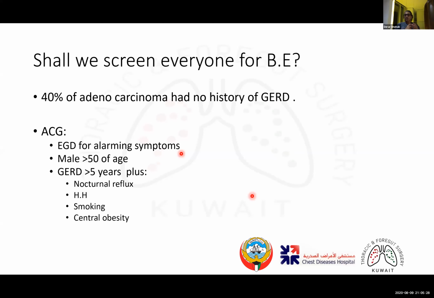Shall we screen everyone for Barrett's esophagus? The answer is no. We screen only those patients who have high risk for getting Barrett's esophagus. For example, a patient with alarming symptoms, then we have to do upper GI endoscopy. Or, for example, patients that are males, obese, smoking, with hiatal hernias, more than 50 years of age. Those patients are basically eligible to get upper GI endoscopy to rule out Barrett's esophagus.